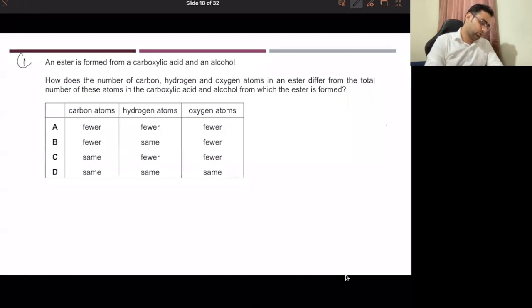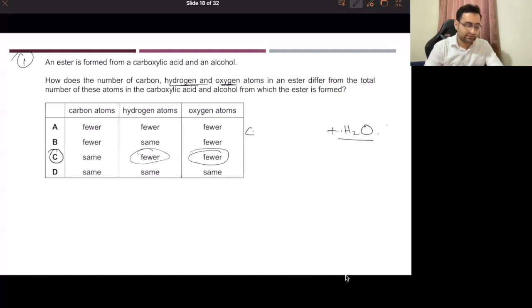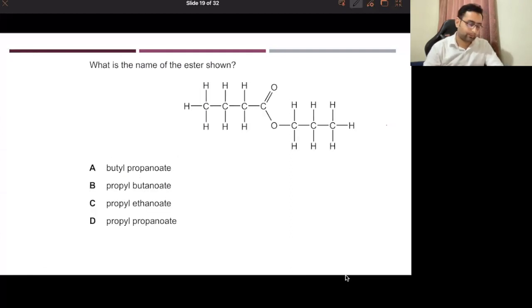Now do this. You have 1 minute for this. There will be the same number of carbon atoms, but hydrogen and oxygen will be less, because hydrogen and oxygen react to form water. So water is being removed, but the carbon number remains the same. So the hydrogen and oxygen will be fewer, but the carbon number will remain the same, sorry.